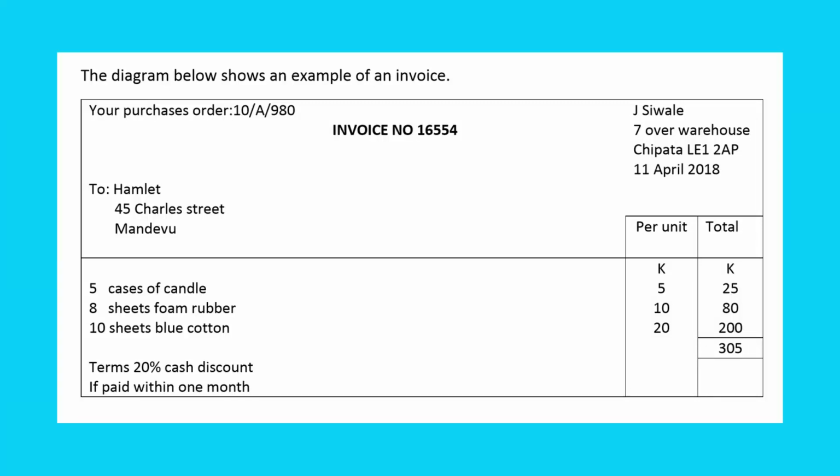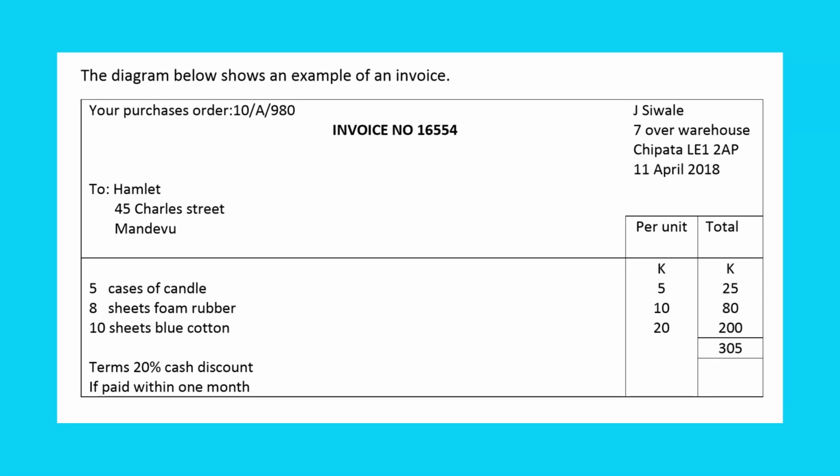That means that to find the total there, we're going to say 5 cases of candle multiplied by 1 unit, which is 5 kwacha. So we say 5 multiplied by 5, the total we're going to have 25. Then we have 8 sheets of rubber, so we'll say 8 multiplied by 10 there, and we have our total as 80. Then we have 10 sheets of blue cotton going at 20 kwacha per unit. To find the total, we're going to say 10 multiplied by 20, we're going to have 200.